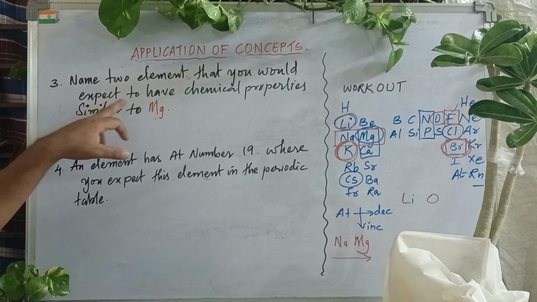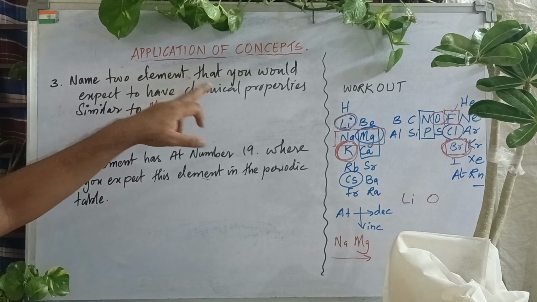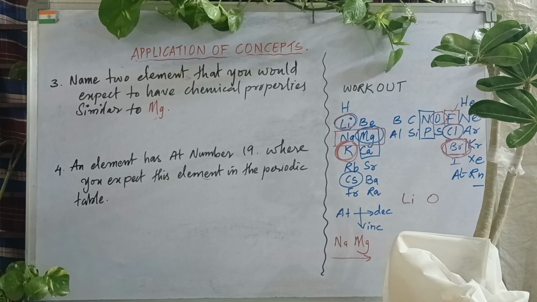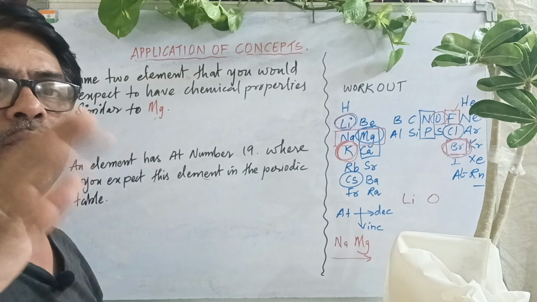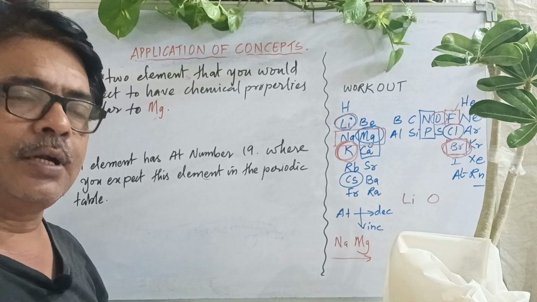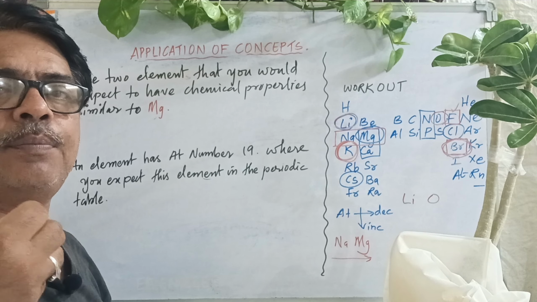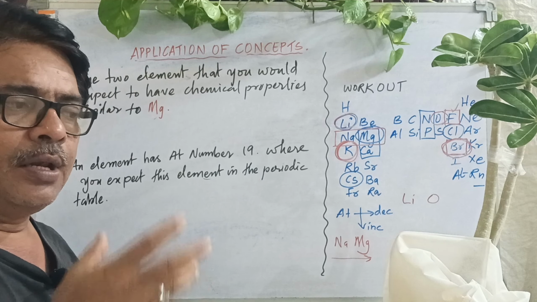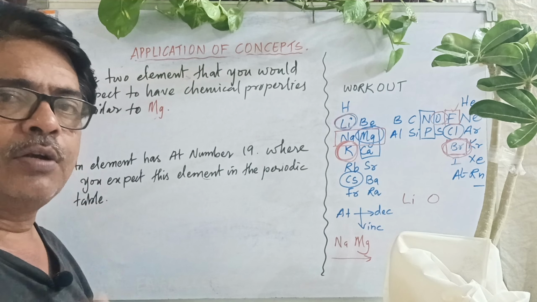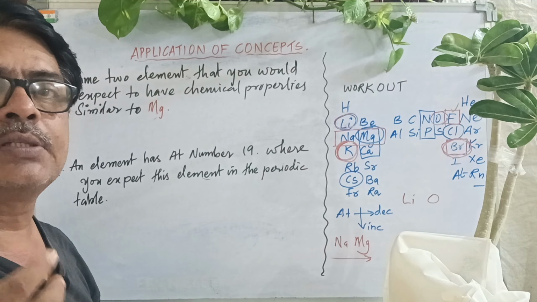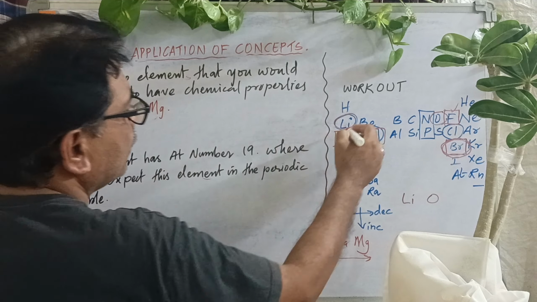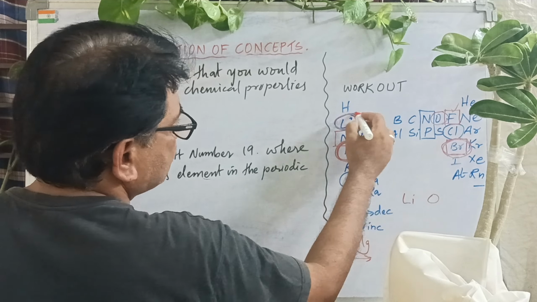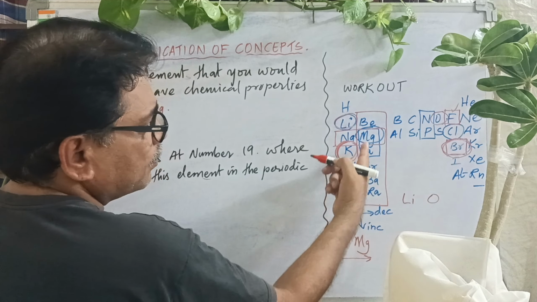If you expect elements to have chemical properties similar to magnesium, the elements which are in the same group will have the same physical and chemical properties. That is already given as a caption under the periodic table. The elements are arranged in groups according to the similarity of their physical and chemical properties. Therefore, he is simply speaking about the second A group elements, because you find magnesium here.